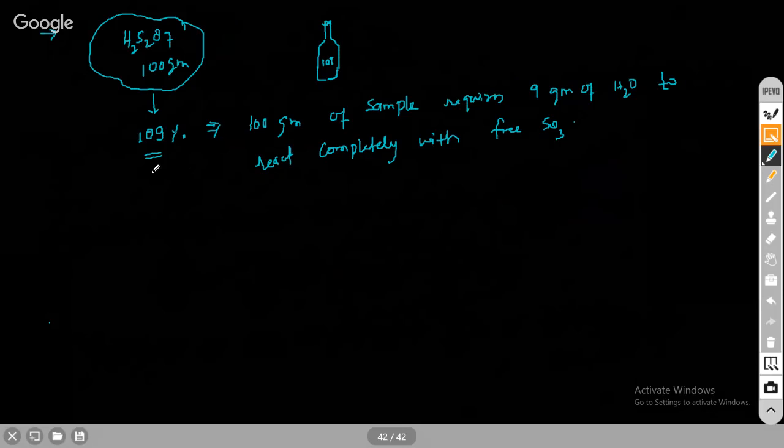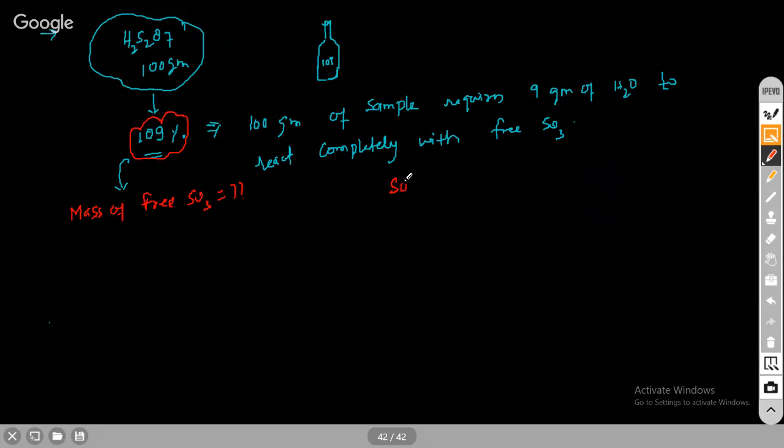So when they write this, the question they ask here is, what is the mass of free sulfur trioxide present in this sample, which is labeled 109%. This question they will ask, but the meaning of this you should know. And what is the meaning? That if you take 100 gram of the sample, this 100 gram requires 9 gram of water to completely react with the free SO3 present.